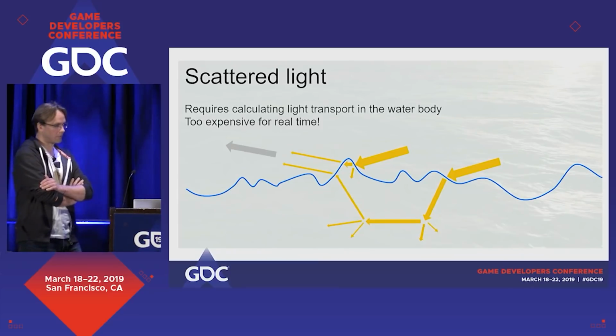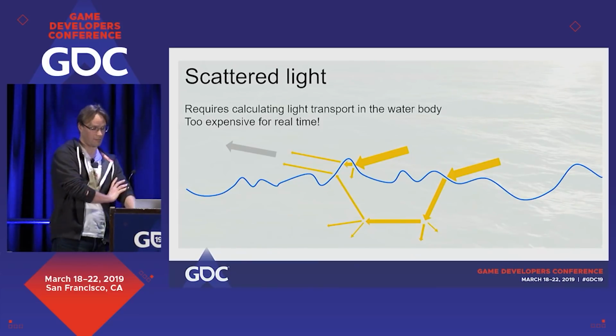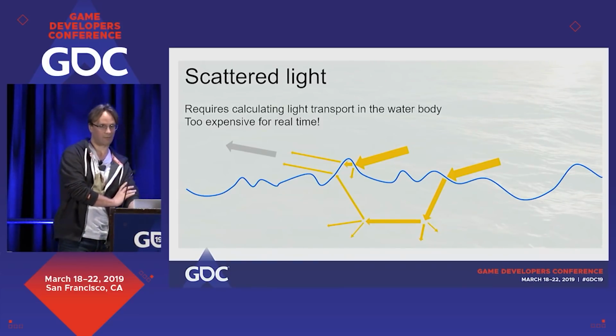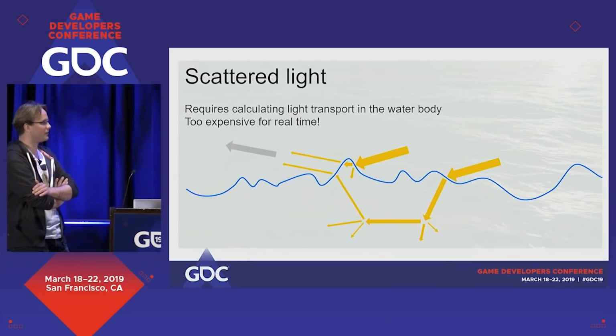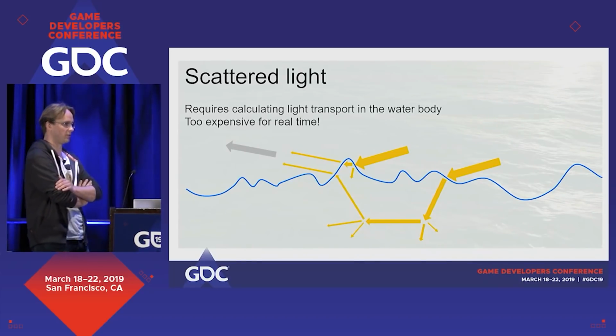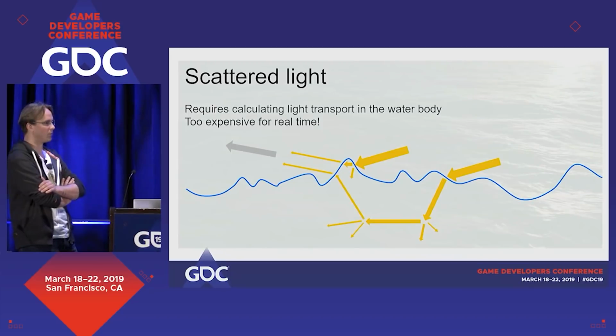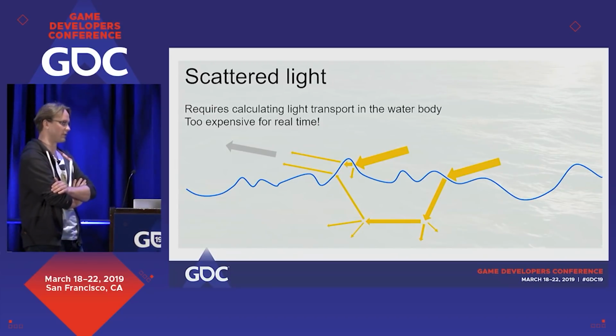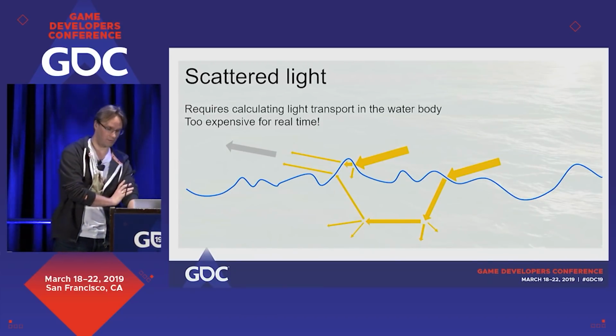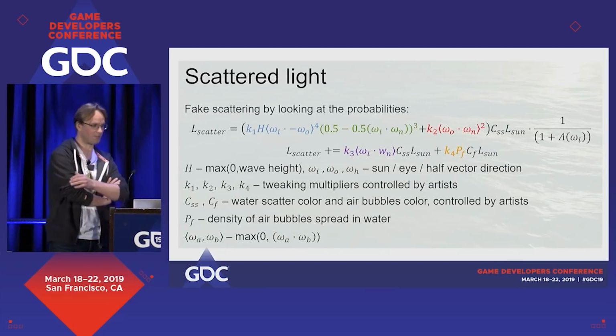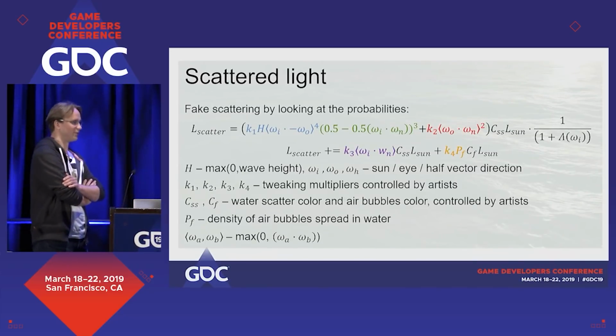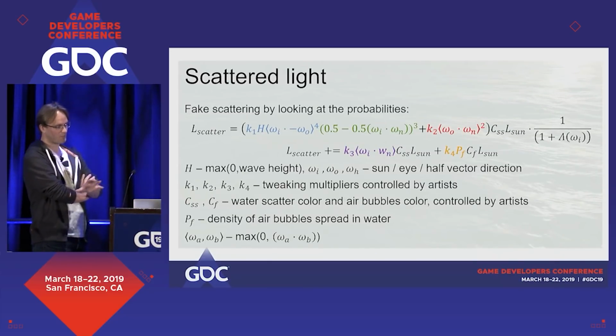Now, last but not least, scattered light. It's hard. Calculating scattered light in real time is too time-consuming. You have to trace into the water body, and it's too much for real time. We cannot afford that, so we just came up with a bunch of hacks and fudge numbers. This formula looks scary, but let me explain it step by step. What we do there is we just multiply the chances.